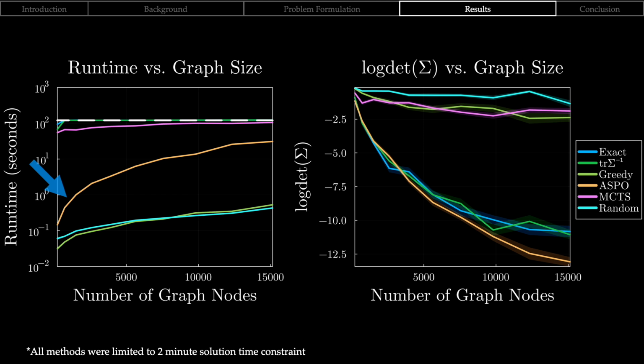We also compared our method to a few other benchmarks as well, one that uses a Monte Carlo tree search based approach and another that uses a greedy objective. And we see that those perform well on small graph sizes, but they don't scale well to these larger graph sizes.